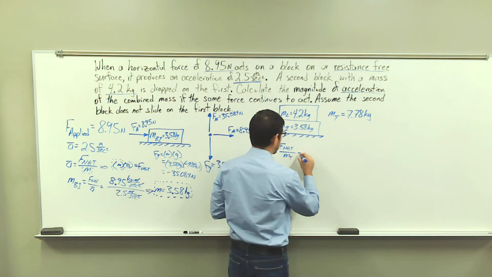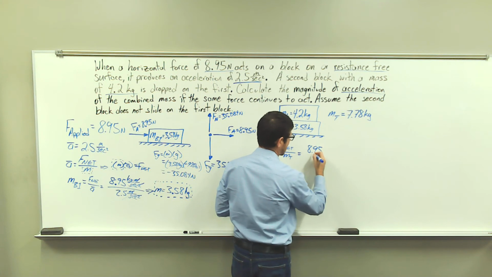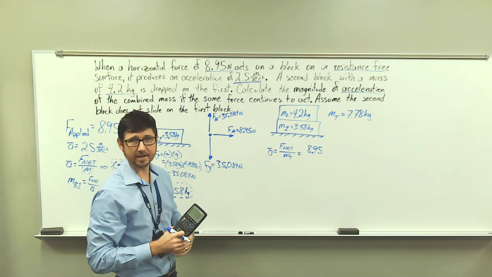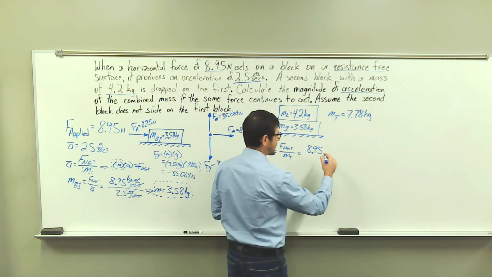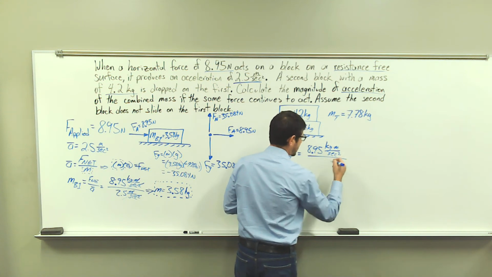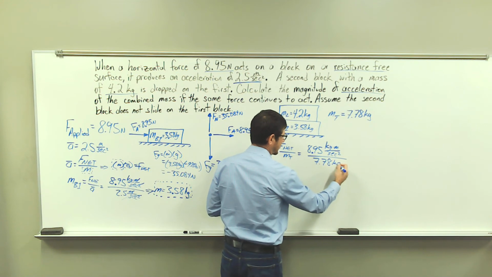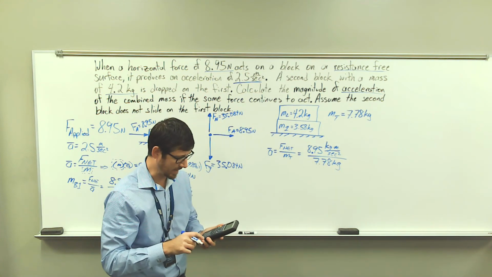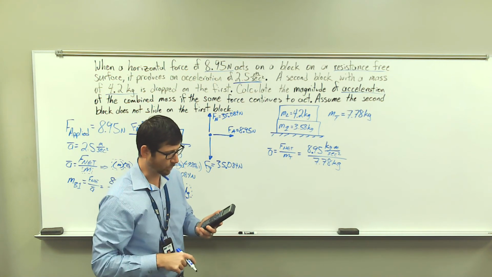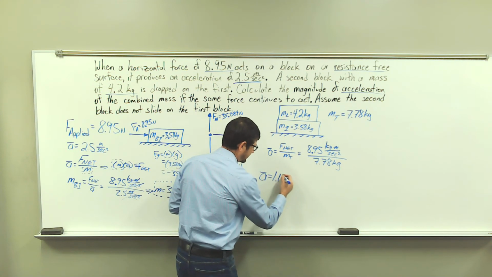So the net force applied is going to be 8.95. And it's newtons, but once again, I want to break that down into a kilogram meter per second squared. And we're going to divide this by 7.78 kilograms. So it should be slightly over 1. 1.15. So acceleration is 1.15.